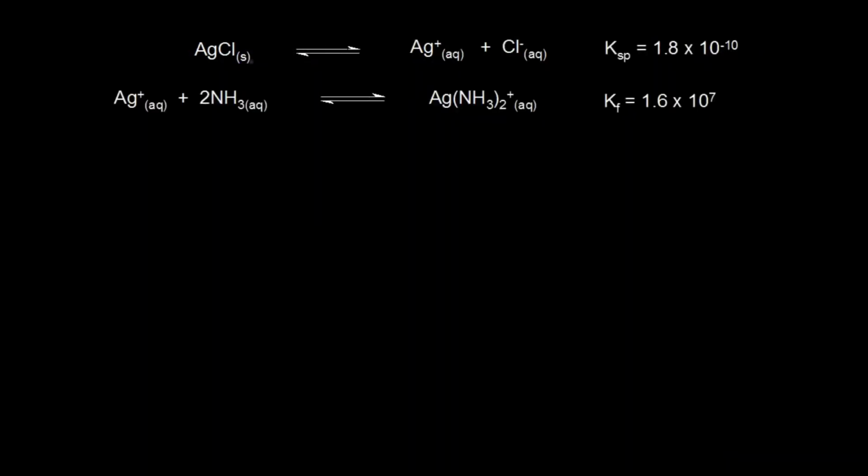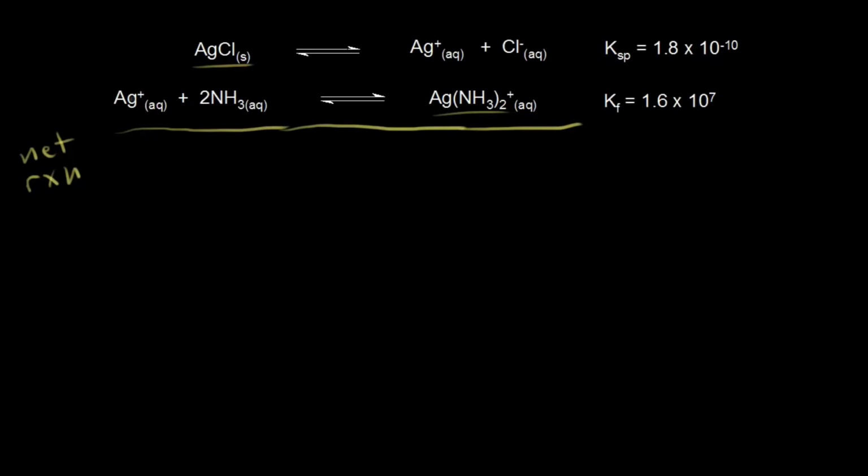We've looked at the solubility equilibrium for our slightly soluble compound, and we've also looked at the formation of our complex ion. Now let's add those two reactions together to get our net reaction for what happens when you put silver chloride in ammonia.